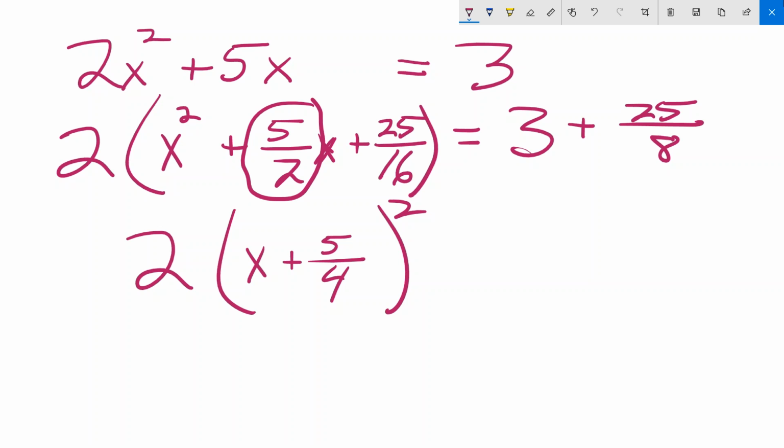5/4 squared. Right. And I'm going to go ahead and combine these, despite what your teacher said, because you'll see why. 3 is 24/8.